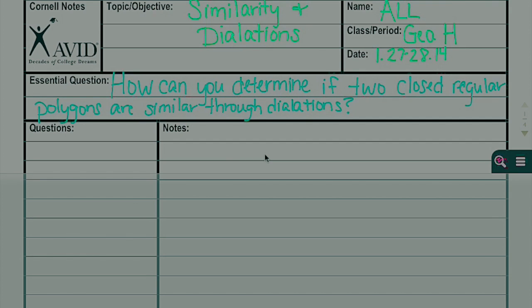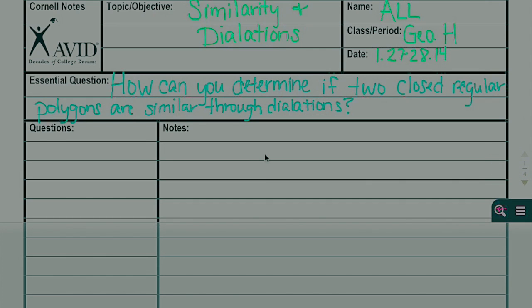Hello class. Today we're going to talk about similarity and dilations. This is an extension to the activity that we did in class with your group. The essential question that we're going to have to ask ourselves is how can we determine if two closed regular polygons are similar through dilations? Before we begin, we need to talk about the different vocabulary that is important to understanding this concept.